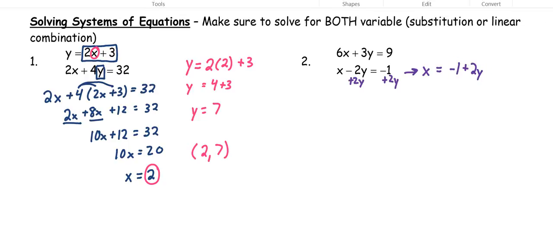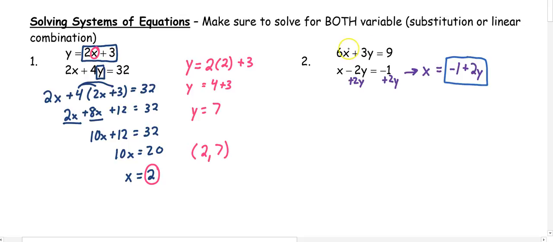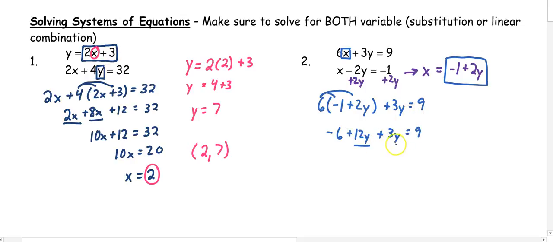Now that I have x by itself, I can take what x is equal to and substitute into the other equation. I haven't worked with the first equation yet, so I'm going to substitute in for x there. So 6 times the quantity -1 plus 2y, plus 3y equals 9. Now my equation only has one variable, so I'm going to continue solving. I'm going to distribute 6 into the parentheses: -6 plus 12y plus 3y equals 9. Combine my y's: -6 plus 15y equals 9.